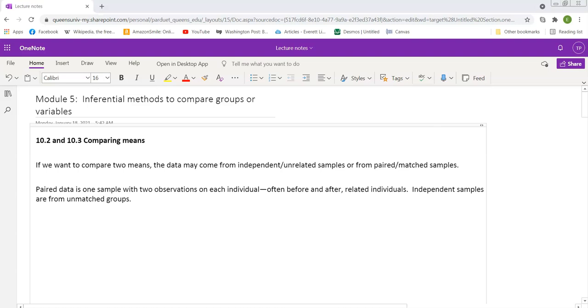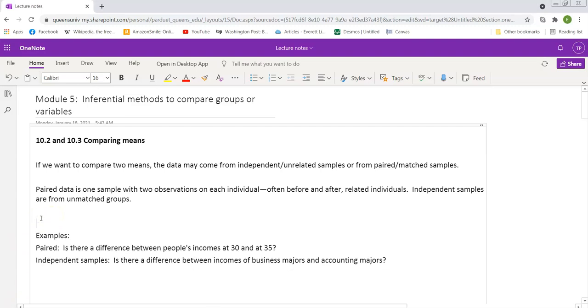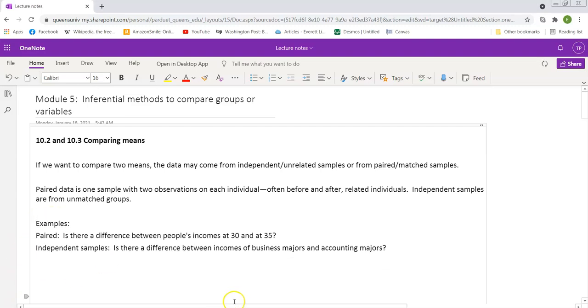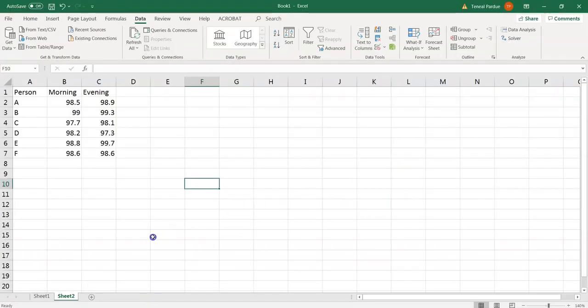So independent samples is kind of the opposite of paired data. Independent samples are when you don't have matched groups. So I've got some examples. Before we look at that example, let me just show you an example in the data. So we've got two data sets here that we're going to be working with in this lesson.